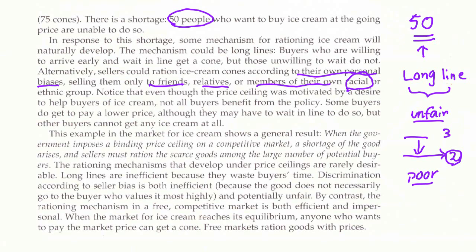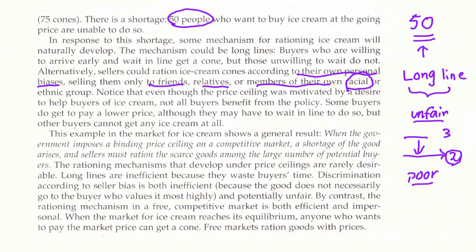So 50 people cannot buy ice cream. Okay, obviously, because there was a shortage between supply and demand. 125 people want to buy, but the supply quantity is only 75. Then 50 people cannot buy.